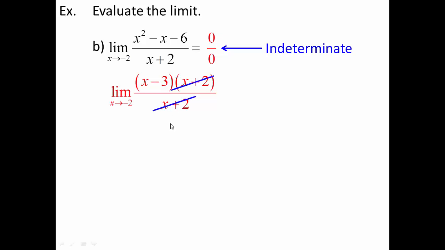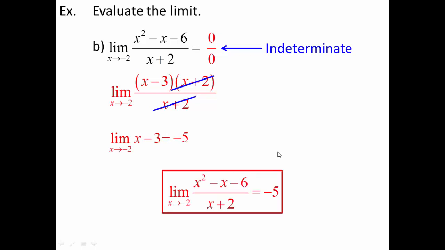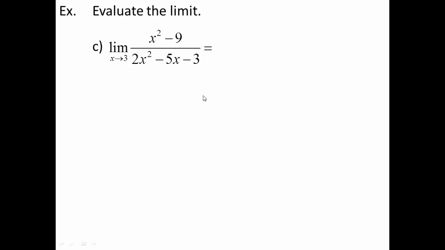The x plus 2's cancel out, leaving behind x minus 3. Final answer, negative 5. The limit as x approaches negative 2 of the given function is negative 5. Let's keep going. Try it again.